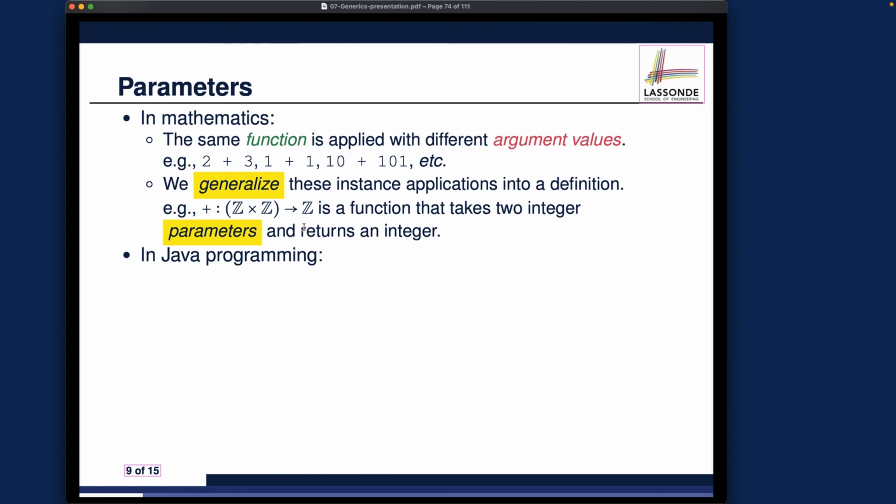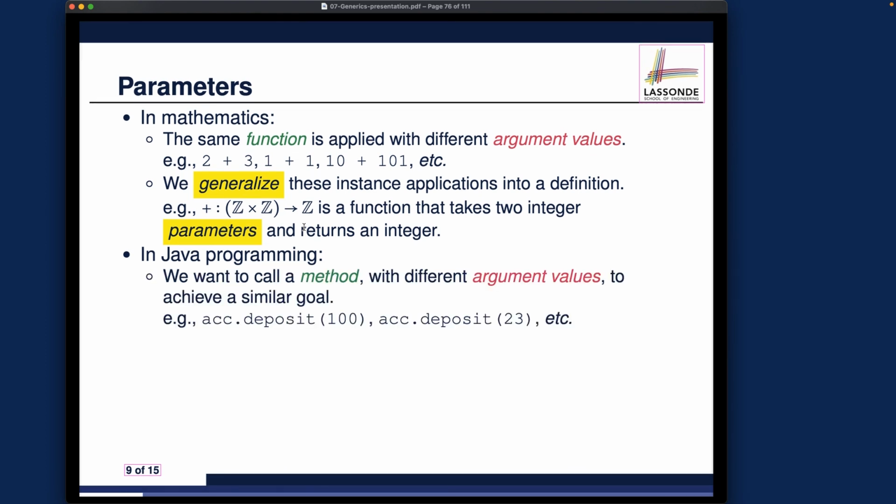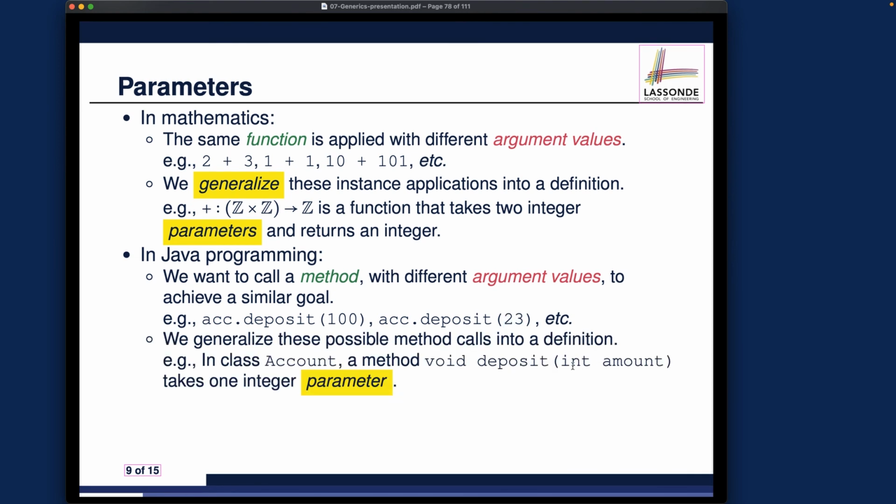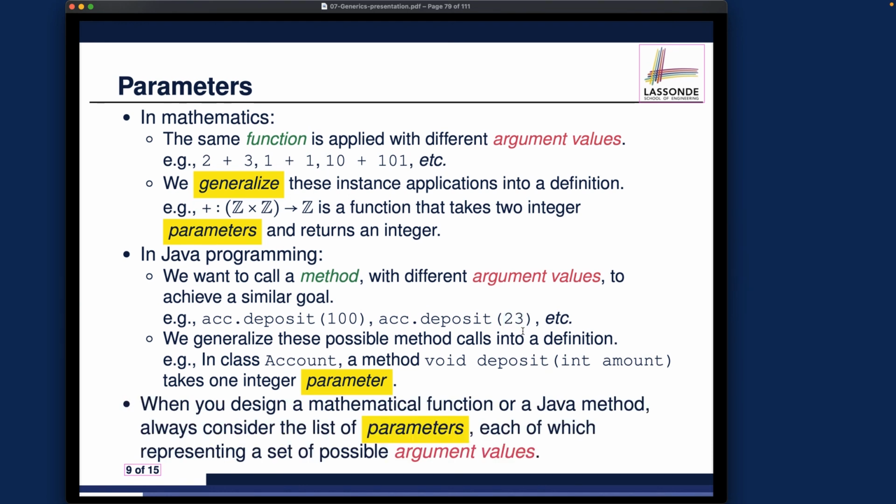In Java programming, we talk about method parameters, right? So for example, we observe this is how you should call the deposit method, let's say deposit 100, deposit 23. But when you actually implement the method, you don't just put specific values over here. Instead, you will use a parameter like this. You would say, every time I want to call the deposit method, I want some integer parameter called amount. And the amount over here can be instantiated to any type-compatible value, 100, 23, 46, etc. Okay, so that's the idea about parameter.